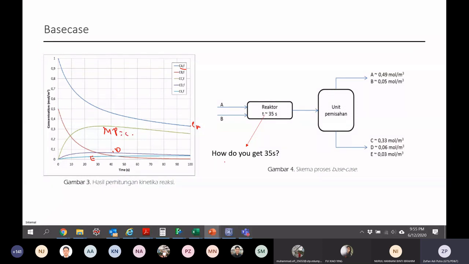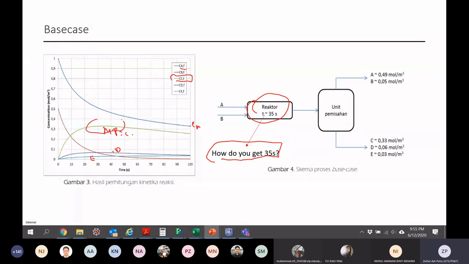So I have a question here. How do you get 35 seconds? I designed the reactor for 35 seconds. Something that you can figure out yourself. Why is it 35 seconds? It's simply because if we look at this, I want to maximize C, right? C is our product. So I want to maximize C.